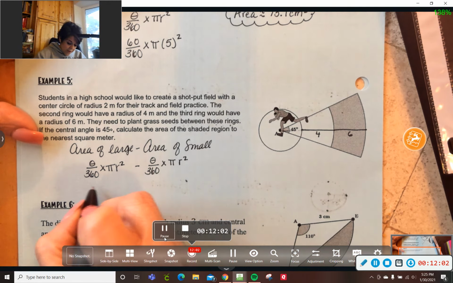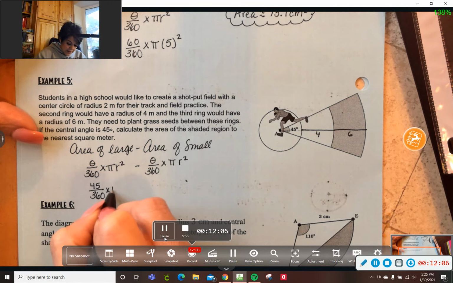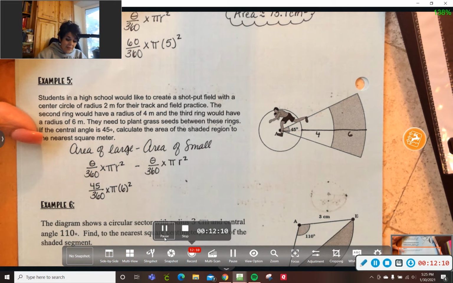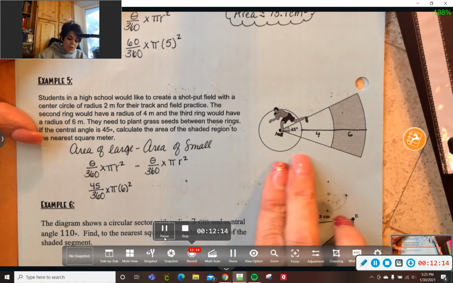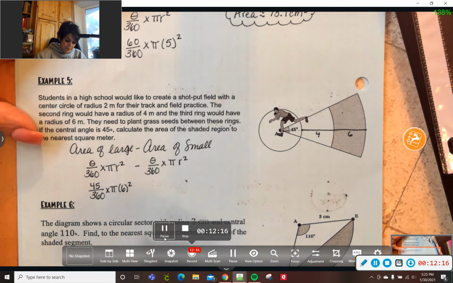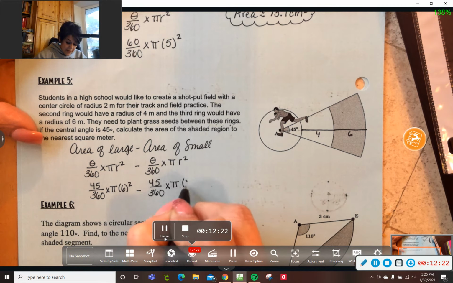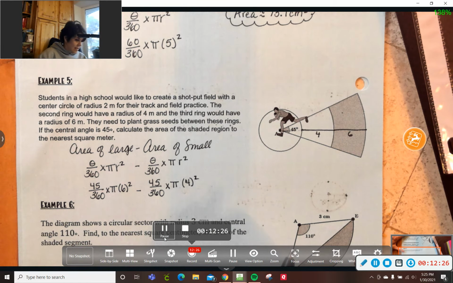The angle is 45 over 360 times pi. The r for this one is going to be 6 squared. Then I'm going to look at just this little one right here and subtract it off, which is going to be minus, again, 45 over 360 times pi, but this time my radius is going to be 4 squared. Let's double check my math on here.